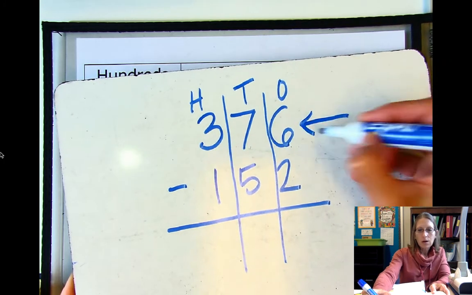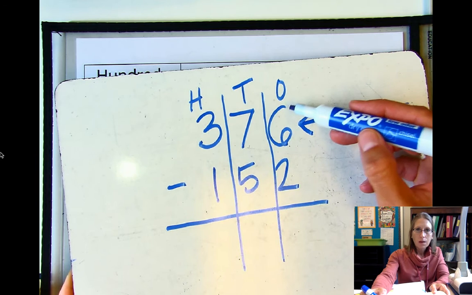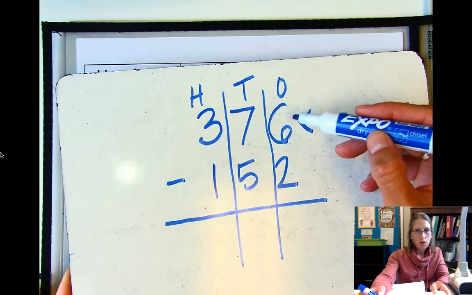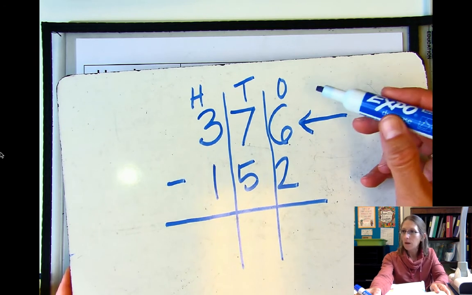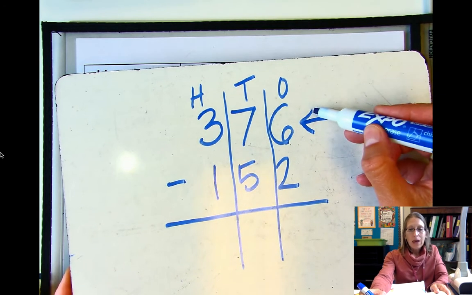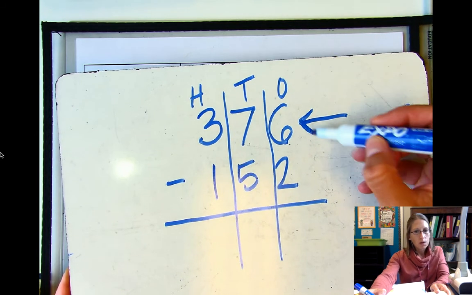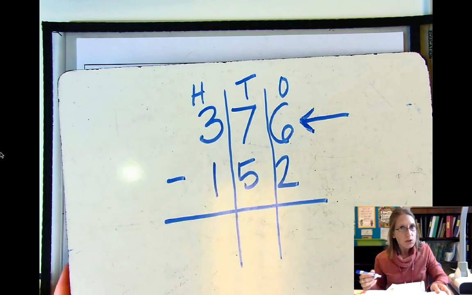I like to draw an arrow to remind myself we always start in the ones place and we always start at the top. And that's important for, in a little while, we're going to do some renaming or regrouping, as our fact practice calls it. And if we don't start at the top, we're going to get pretty confused. So that is just really kind of a good habit for us to start doing.